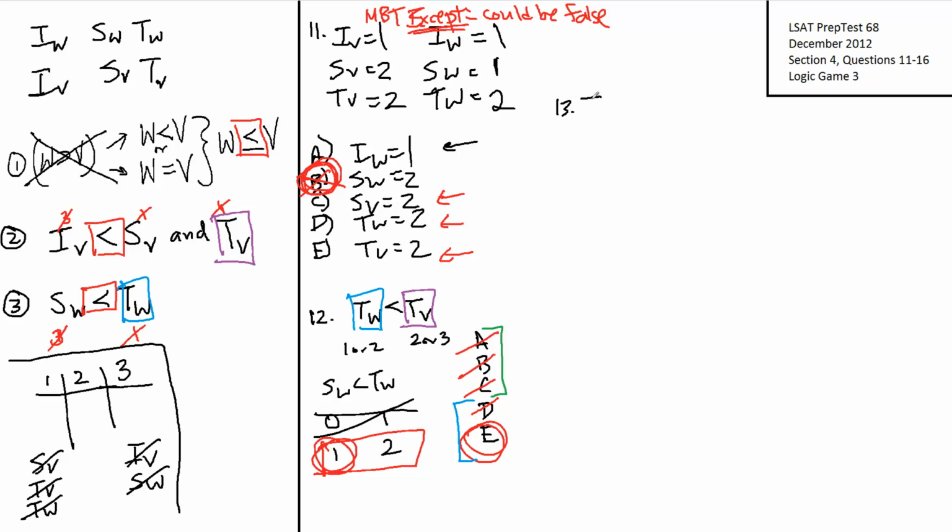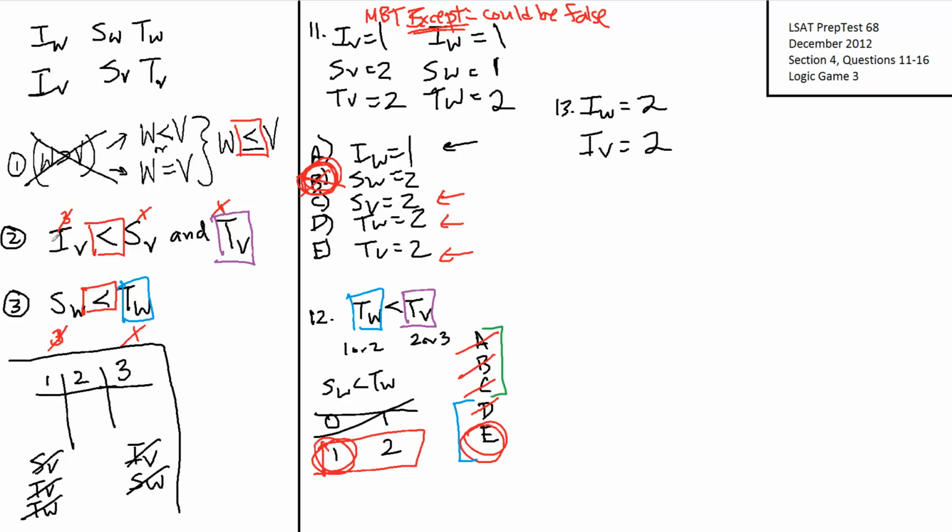13 says what? If Image's website is 2 days, which of the following must also be 2 days? Okay, so IW is 2, so I'm going to ignore pretty much everything else and see what kind of inferences I can draw out of this. The first thing I know is that the website target has to be less than or equal to the voicemail target. That's rule number 1, which means that IV is either 2 or 3. The problem is we know that IV is not going to be 3 because it has to be less than these guys, which means that IV has to be 2.